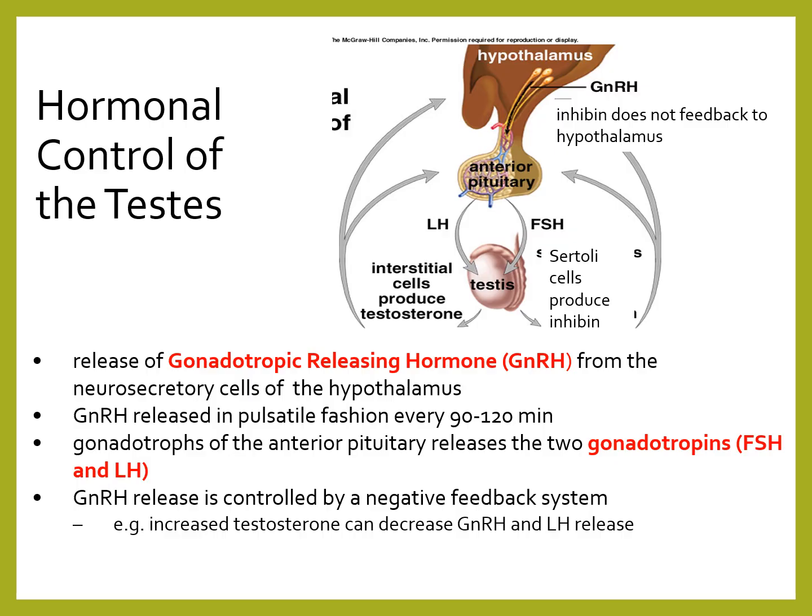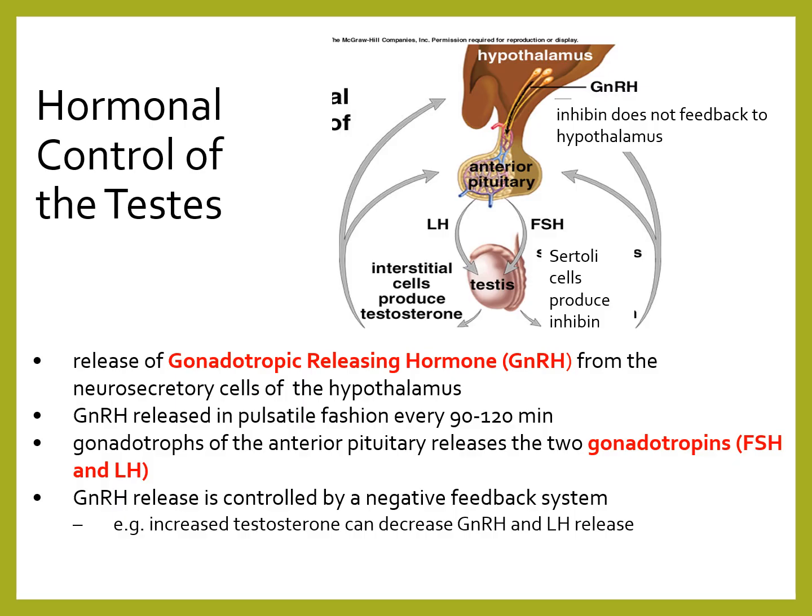The hormonal control of the testes involves the hypothalamic hormone called gonadotropin releasing hormone, the two gonadotropins, follicle stimulating hormone and luteinizing hormone, and then there are going to be the reproductive hormones testosterone and inhibin. Now, out of those hormones, GnRH, LH, FSH, and inhibin are also going to have very similar roles in the female reproductive system.